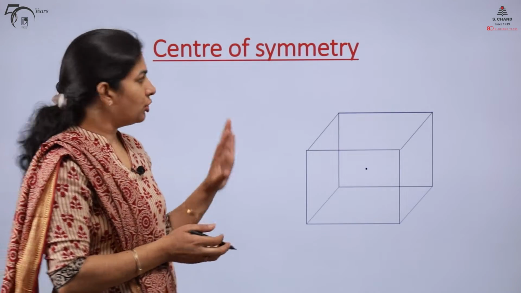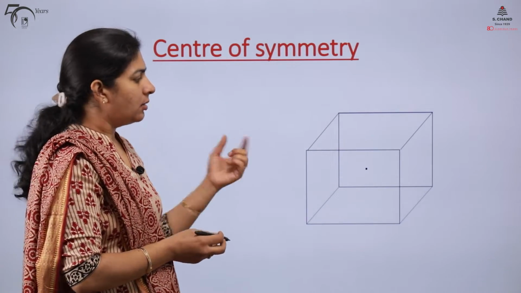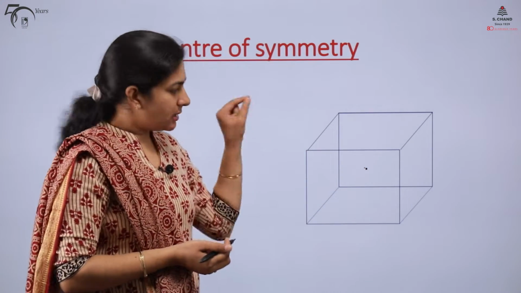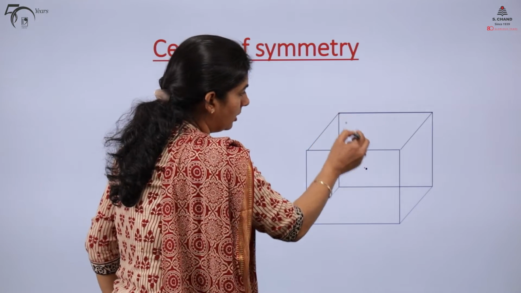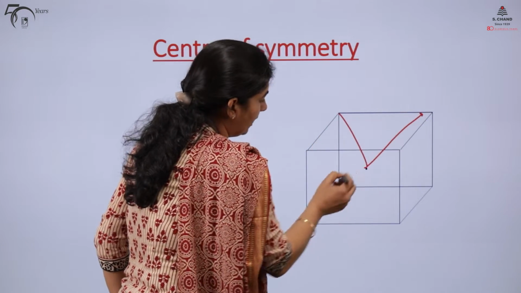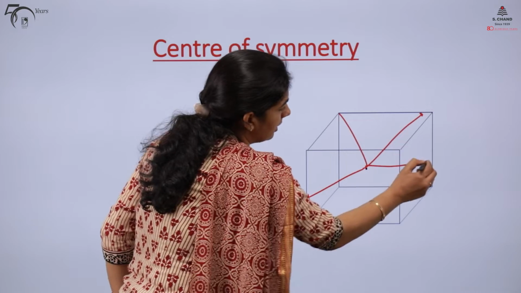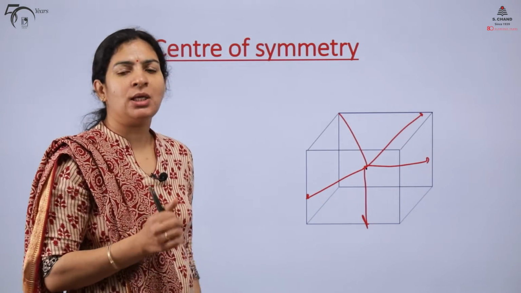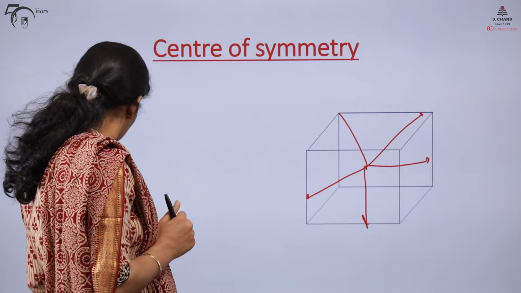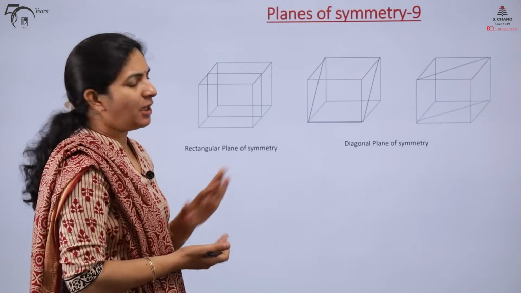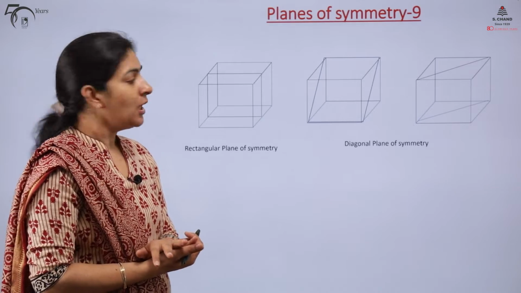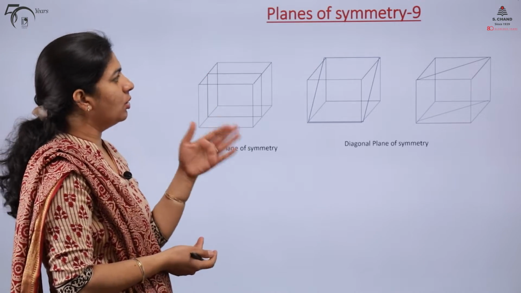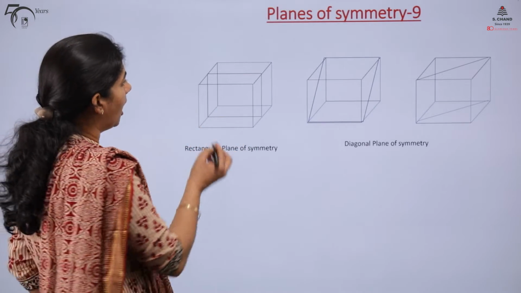Then we come down to the center of symmetry. What is the center of symmetry? It is exactly at the center. From this center you go in any direction, the distance is the same. So, this is called the center of symmetry. There is only one center of symmetry present in the cube. So, coming down to the plane of symmetry. We know that a plane of symmetry divides the molecule or the solid into 2 identical halves.